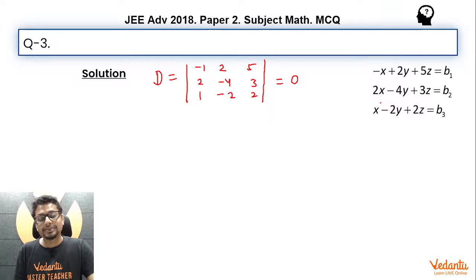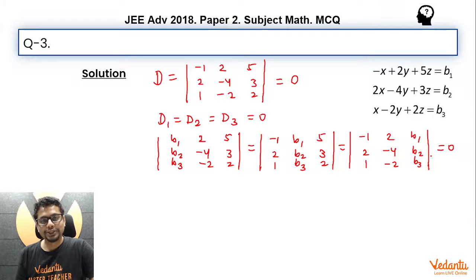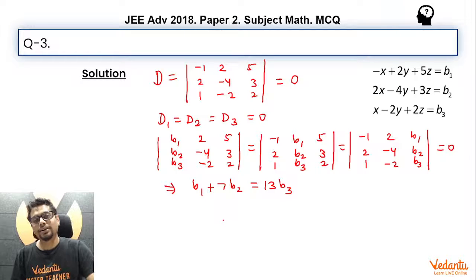So that means this system of linear equations doesn't have a unique solution. So for it to have at least one solution, it should have infinitely many solutions, which means D1, D2, D3 all should be 0. That is, these determinants should be 0. Now here, clearly this determinant would be 0. Why? Again, because column 1 and column 2 are proportional. Now for these two determinants to be 0 too, you get a unique relationship between b1, b2, b3 as b1 plus 7b2 equal to 13b3. That is, all the set of values of b1, b2, b3 which satisfy this equation belong to set S.